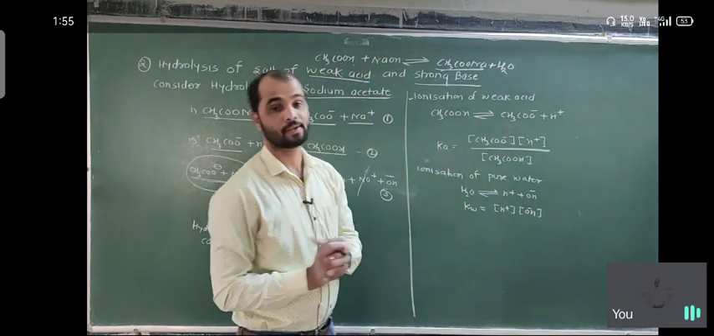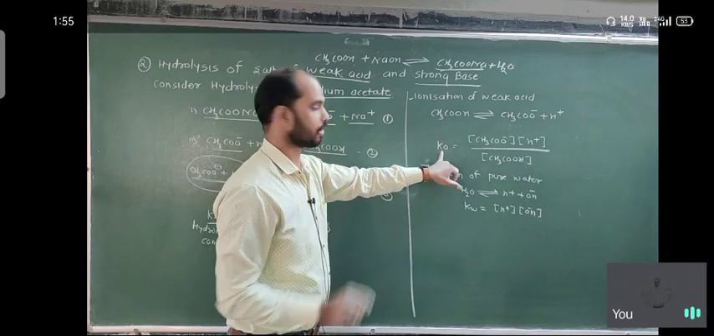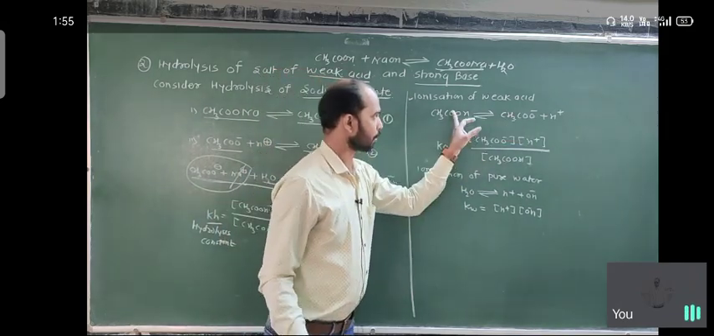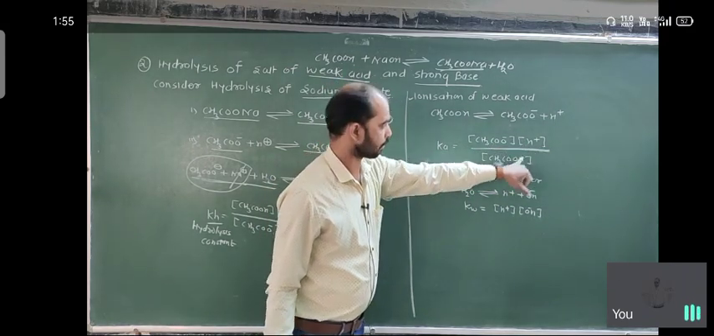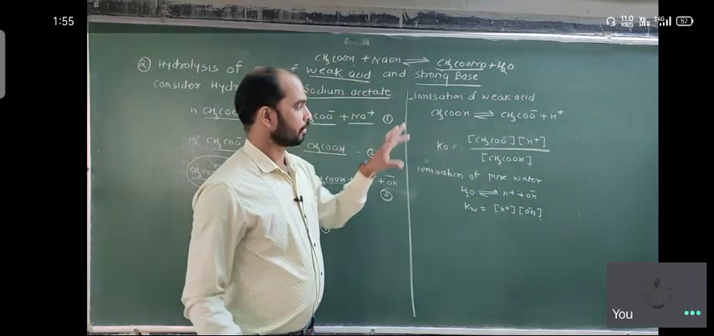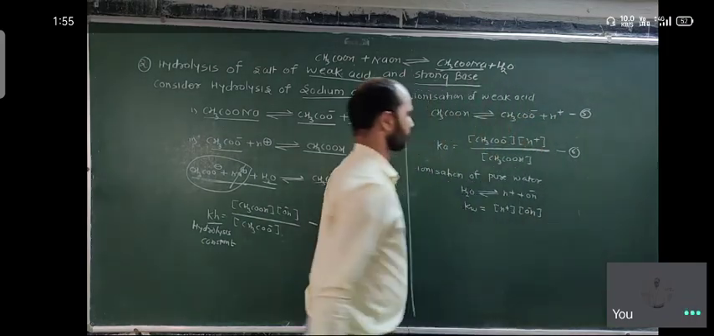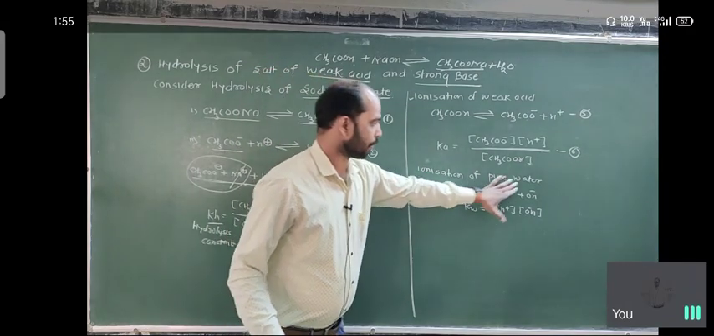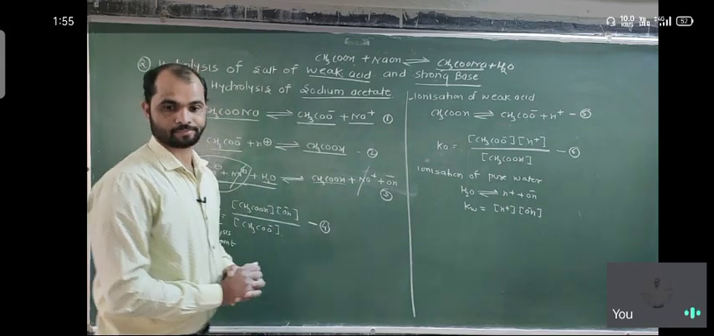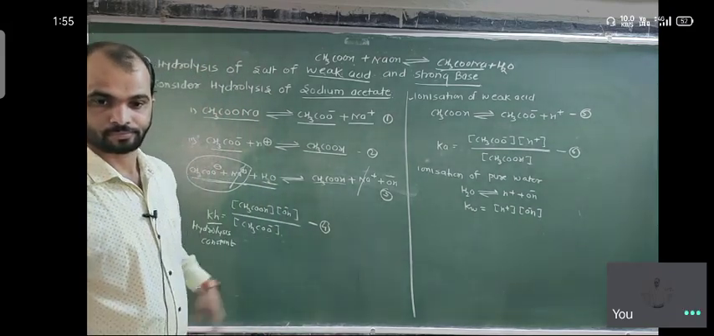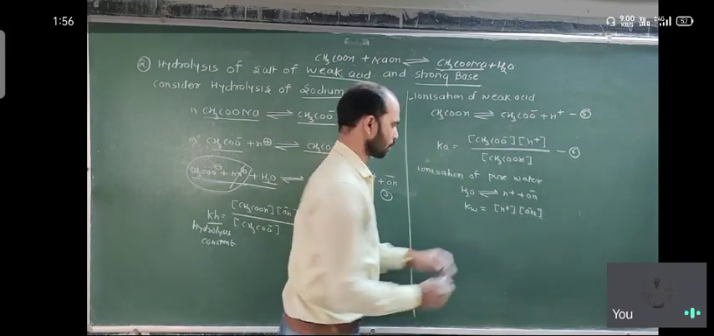Here we are applying the law of equilibrium again, so we get the K, the dissociation constant or ionization constant of acid. It is the product upon reactant: concentration of acetate ion times concentration of H plus upon acetic acid. So we get equation number 5, and here is equation number 6. The ionization of pure water is also there, as H plus and OH minus. So we get 7.